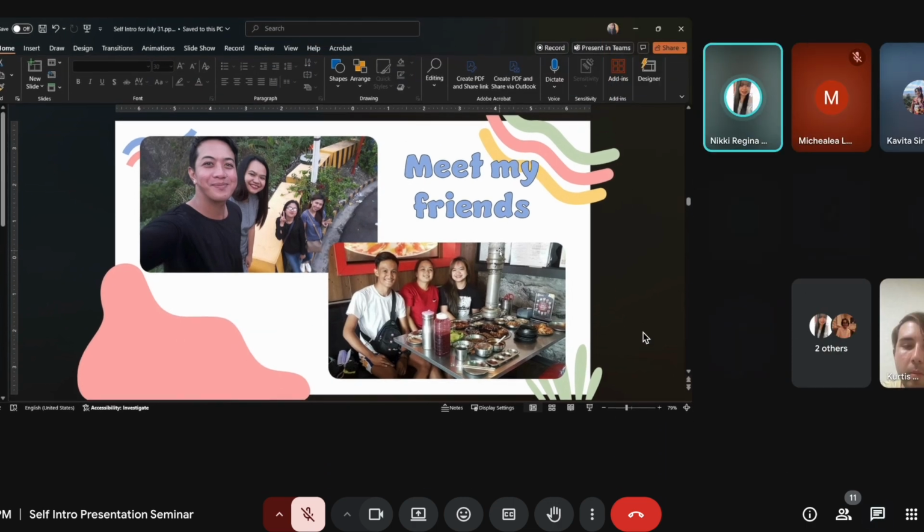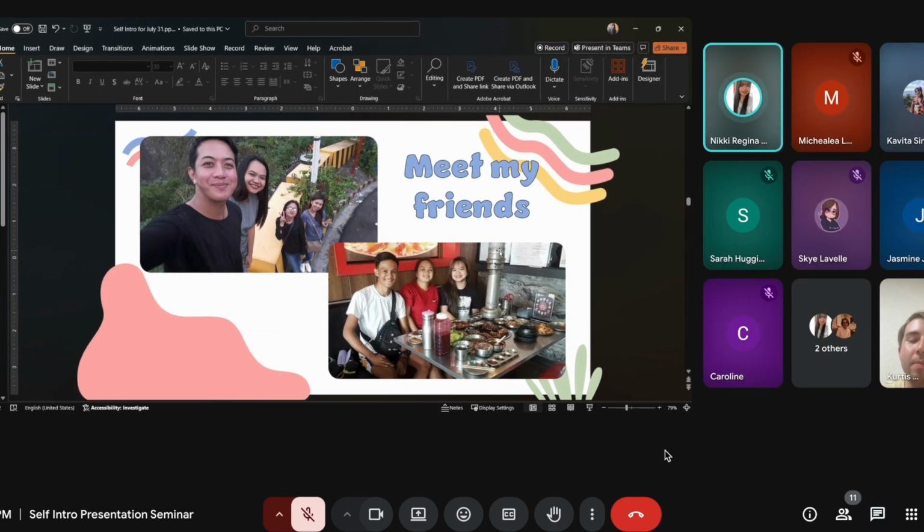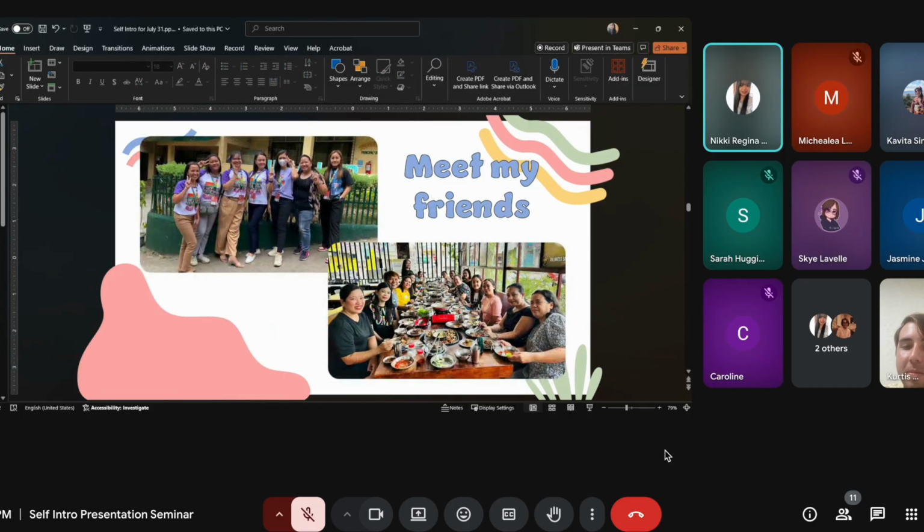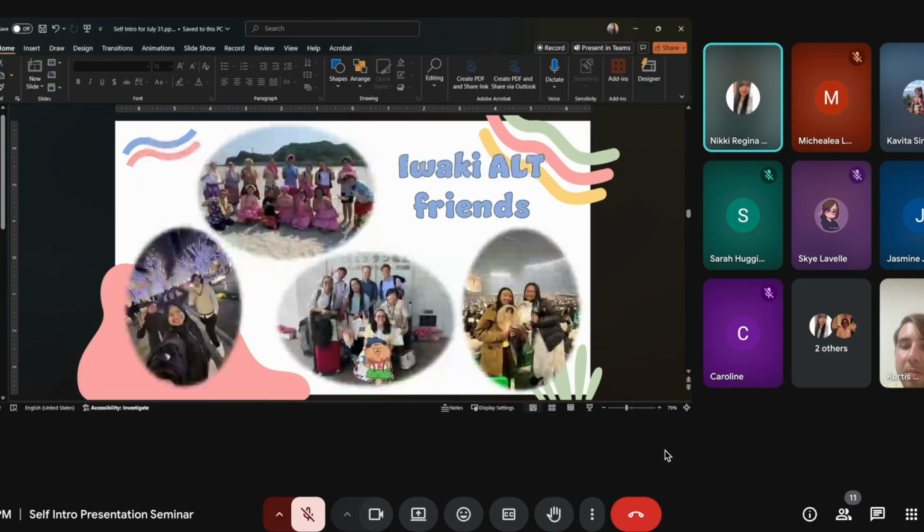Okay, so next, my friends. So my friends, surprisingly, are composed of teachers and engineers too. Wow. Okay, so I have 2 engineers here. They are still students, but they're going to be engineers anyway. And I have 3 teacher friends. And of course, my previous school. And I cannot forget my Iwaki City ALT friends. Yay! So, yeah. Feel free to add more pictures for the kids.